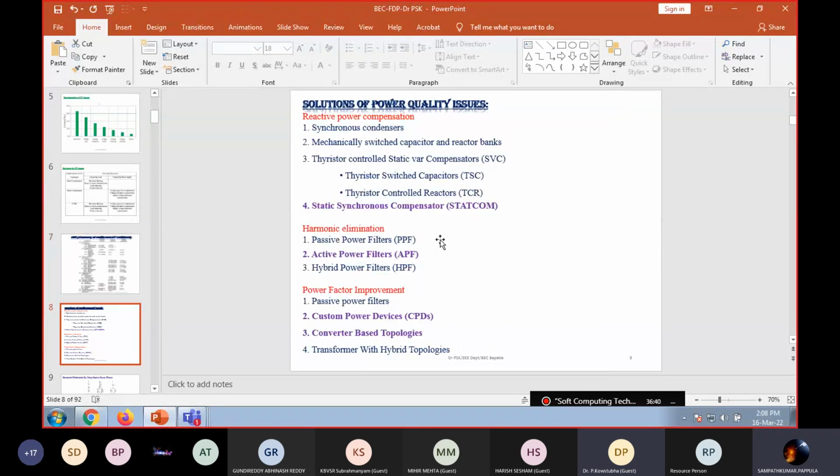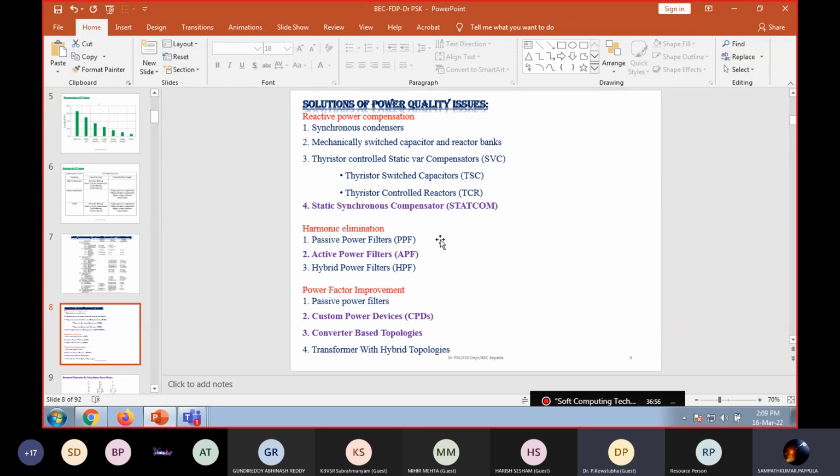So now, what are the solutions to these power quality issues? The solutions are using reactive power compensation. In reactive power compensation, different methods are there to improve the reactive power.